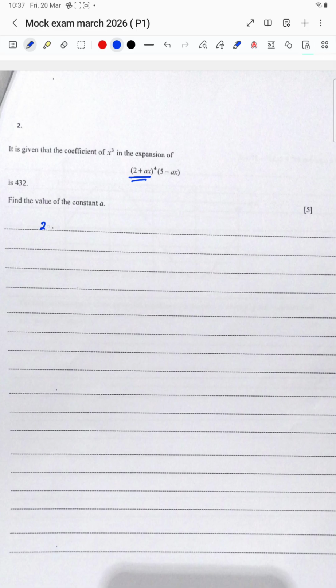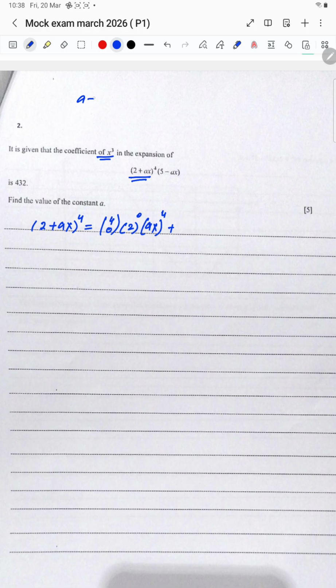So expand it by applying the binomial theorem, and we need to expand till the coefficient of x cube. The highest power is 4. I am applying the binomial theorem: first term power 4, second term 0, and ax power 4.